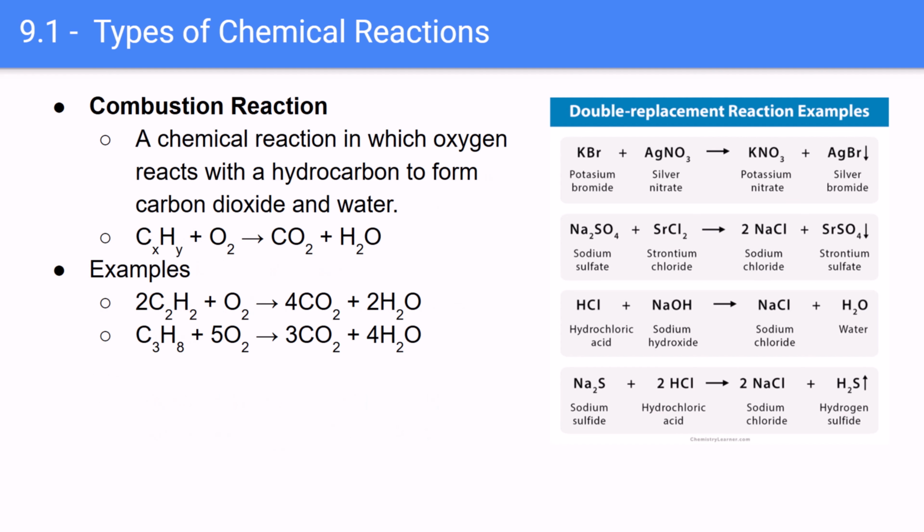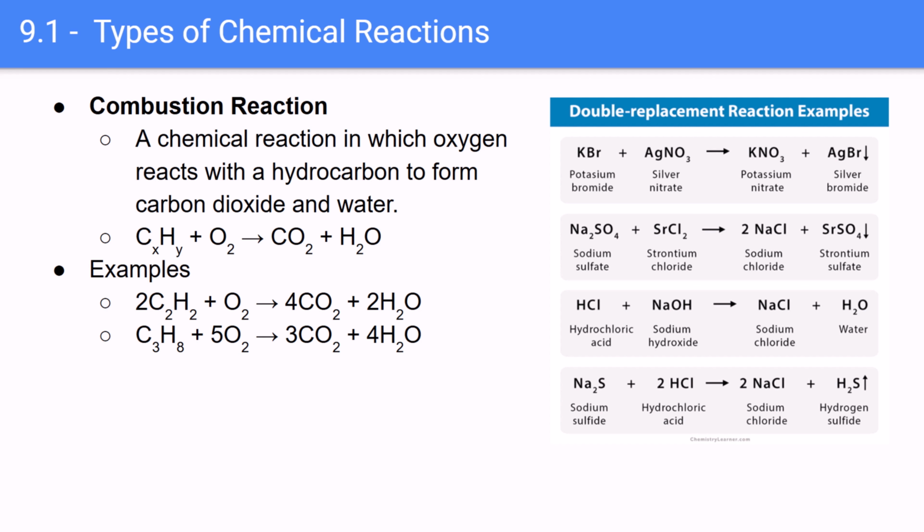The last type of reaction is very specific in the fact that a combustion reaction is a chemical reaction in which oxygen reacts with the hydrocarbon to form carbon dioxide and water. So even though the equations on the right aren't exactly what we're looking for here, the ones on the left are. You have some hydrocarbon, that is some compound that is formed from carbon and hydrogen. It reacts with oxygen and produces CO2 and H2O.